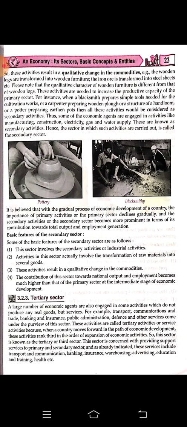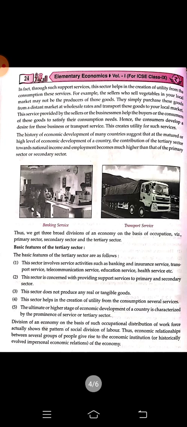For example, banks, they are not manufacturing any good for selling purpose, but they are giving us service. So we can say the tertiary sector is the sector which provides us with services. This is the third sector. Okay, what are the basic features? This sector involves service activities such as banking, telecom services, port services, health, education services, right? All these are services.